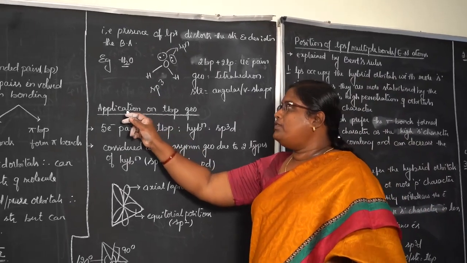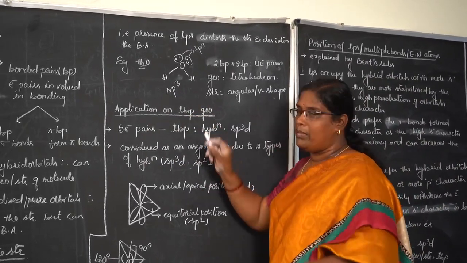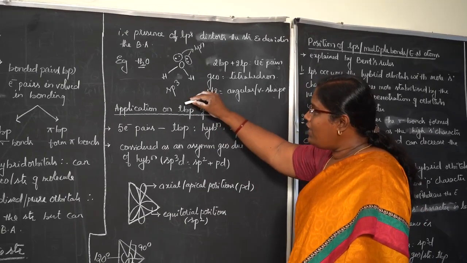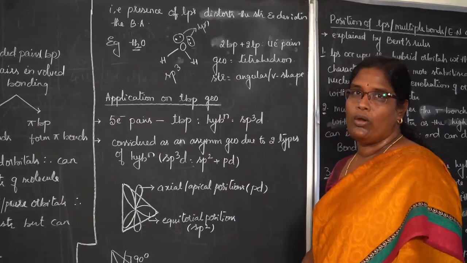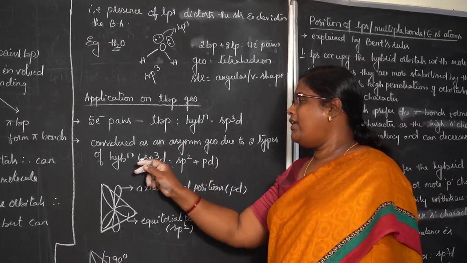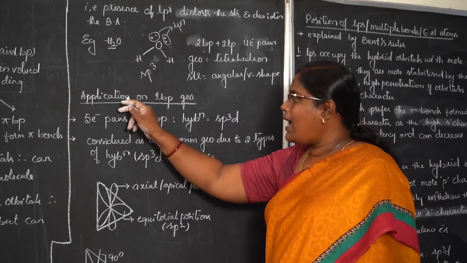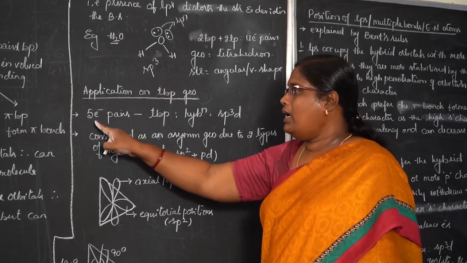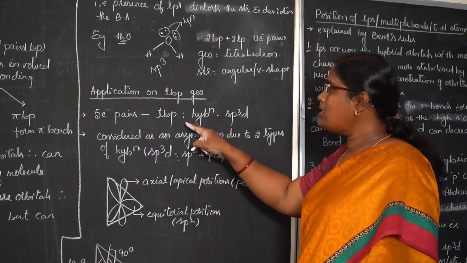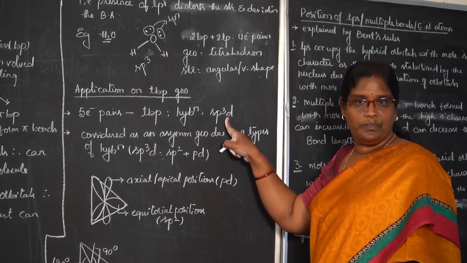And now the application of these two theories on trigonal bipyramidal geometry. Why are we specifically taking this trigonal bipyramidal geometry? Because of its difference in hybridization. If you take trigonal bipyramidal geometry, it has 5 electron pairs, so hybridization would be sp3d.